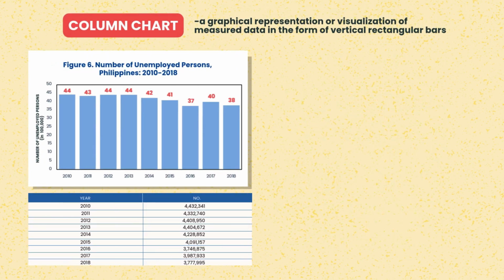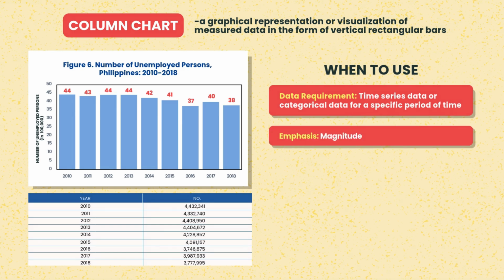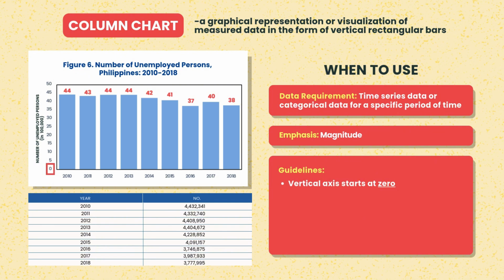The next chart is a column chart, sometimes called a vertical bar chart. It is a graphical representation or visualization of measured data in the form of vertical rectangular bars. This chart requires either time series data or categorical data, or qualitative data for a specific period of time. It emphasizes the magnitude of our data. Same as the line chart, the vertical axis should also start at 0.